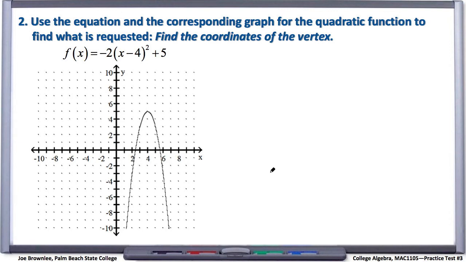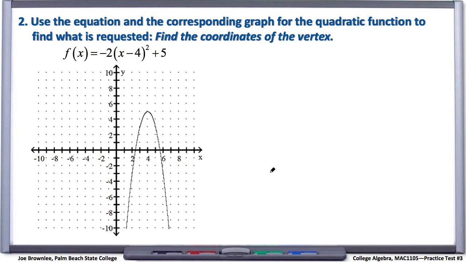All right, number 2, use the equation and the corresponding graph for the quadratic function to find what is requested. And in number 2, they are asking us to find the coordinates of the vertex. And again, we've been given an equation of a parabola, f of x equals -2 times quantity x minus 4 squared plus 5. And we've also been given the graph itself.